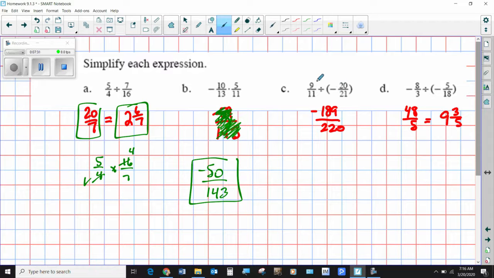Here you've got a negative times a positive, so you're going to get a negative answer. Here is eventually going to become a negative times a negative once you multiply times the reciprocal, and that again is going to give you a positive answer.